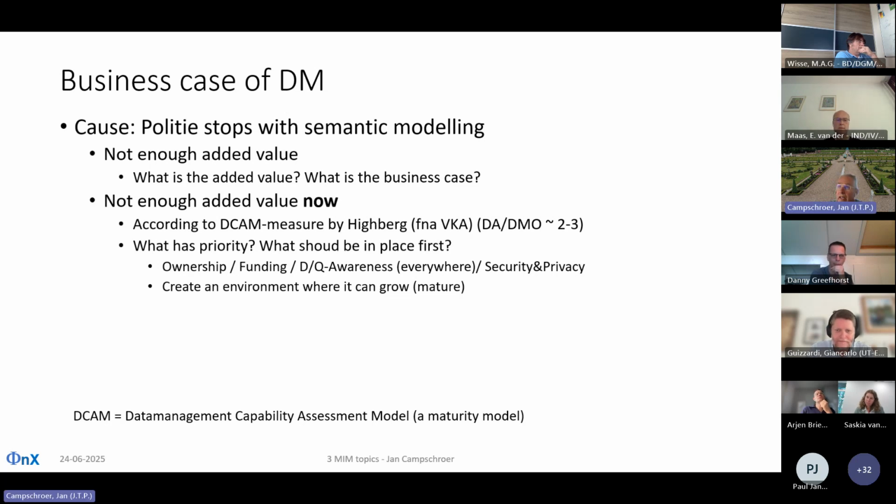Ik zie dat zo: we moeten eerst onze omgeving zodanig maken dat gegevensmodellering, semantische modellering beter kan groeien, dat het beter past in de hele organisatie. Nu liepen we te ver voor de troepen uit. Dat is natuurlijk hartstikke leuk voor degenen die ermee bezig zijn, maar niet voor de omgeving. Ja, en dan verlies je wat waarde.